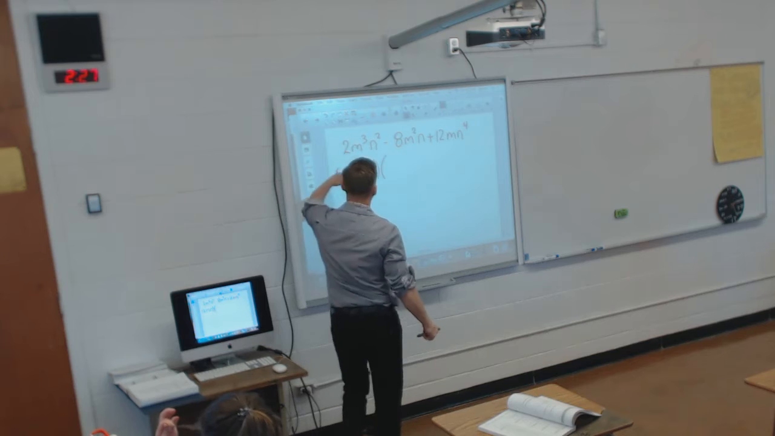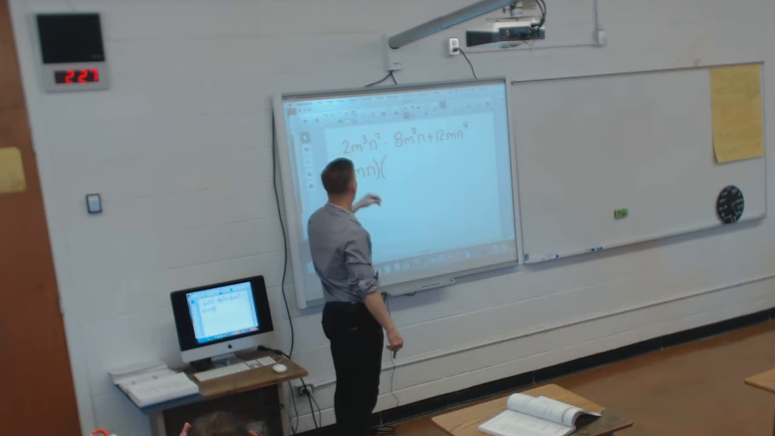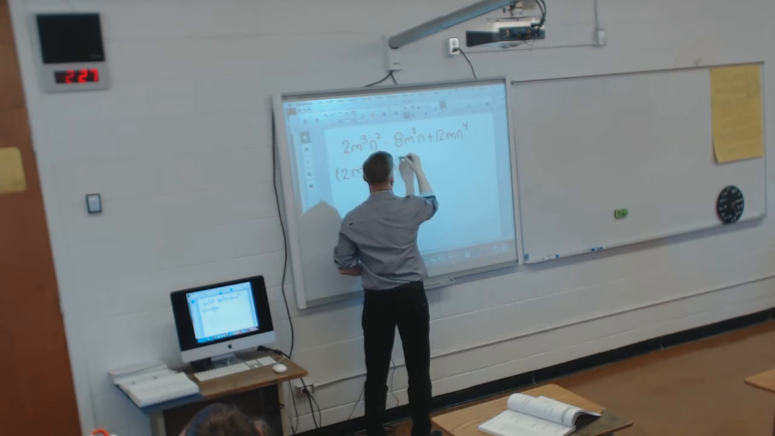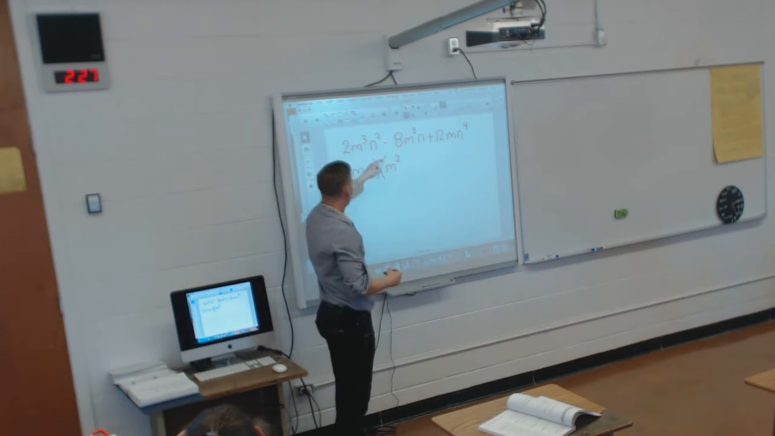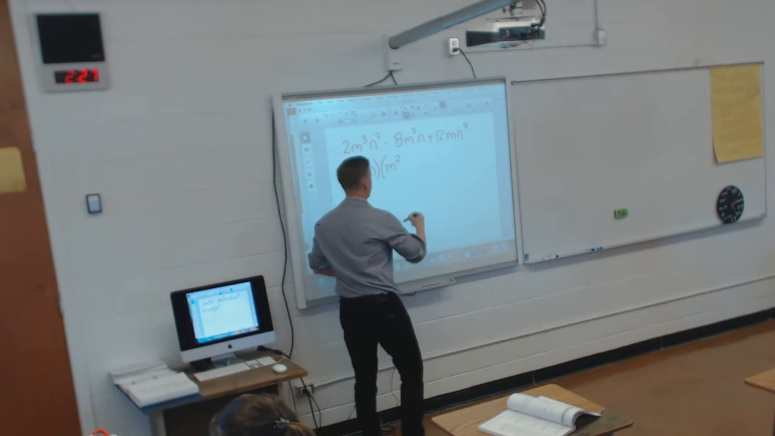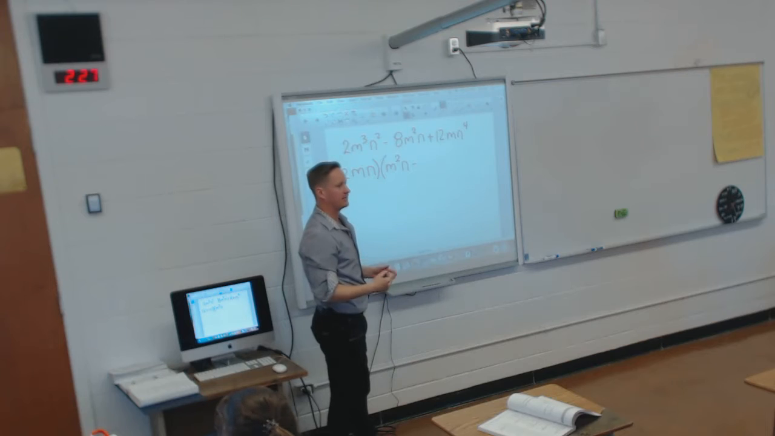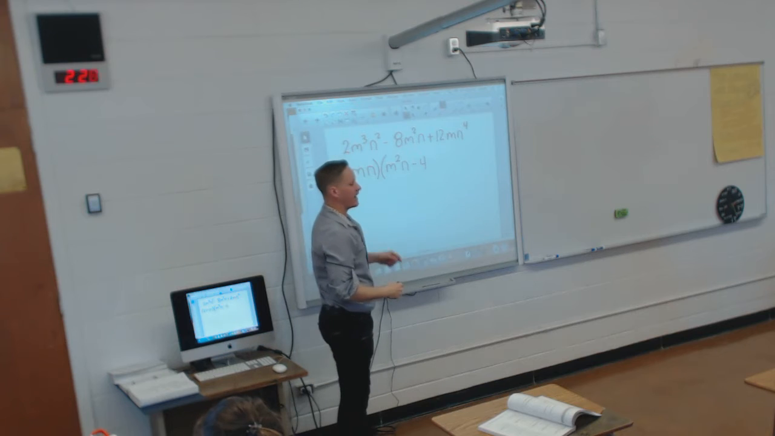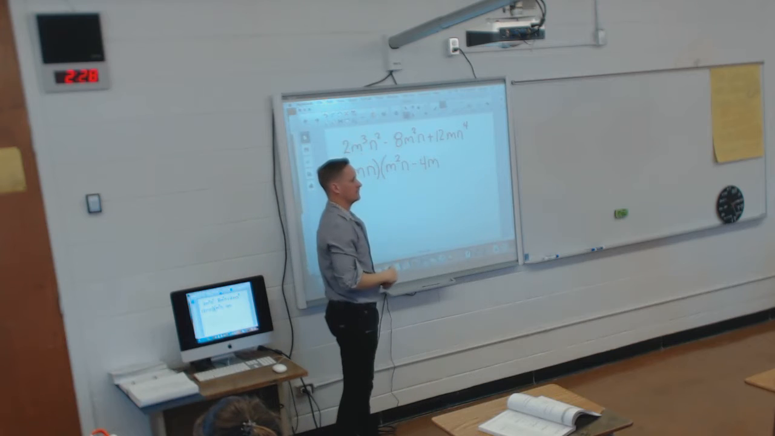So now, what is 2m cubed n squared divided by 2mn? What does it leave me with? Well, what's 2 divided by 2? 1. What's m cubed divided by m? M squared. We subtract the exponents, right? N squared divided by n? N. Okay, so far? Negative 8 divided by 2? Negative 4. M squared divided by m? M. N divided by n? What is it?